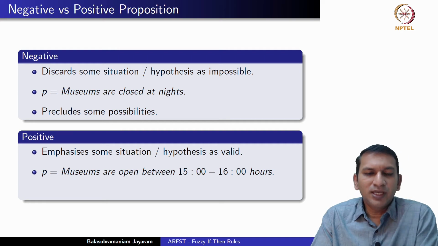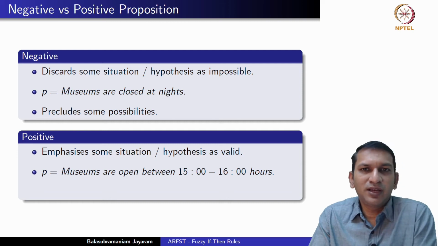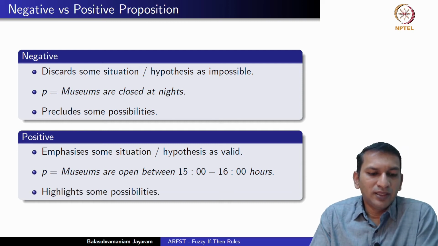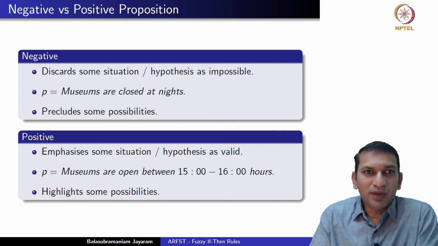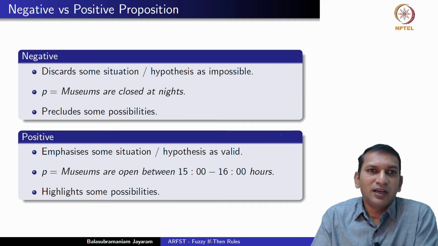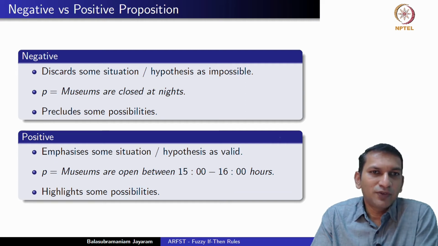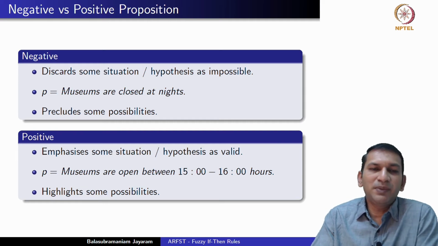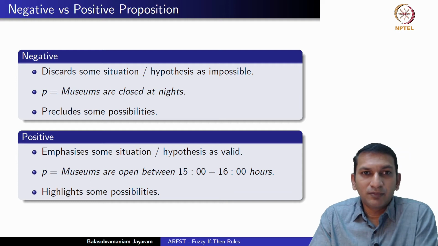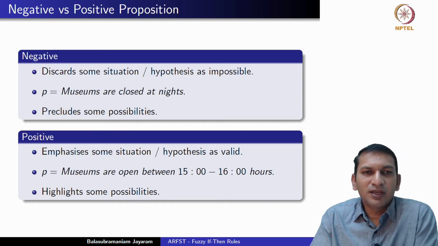For instance, you could say museums are open between 15 to 16 hours, between 3 and 4 in the afternoon. Now, this only highlights some possibilities. If something does not match this, then this proposition does not say anything more about it. It is essentially unknown. So if you ask the question, outside of this hour, is it open or closed? It does not answer this question. So it only picks up positive examples for a particular situation that is considered. So it emphasizes a situation as valid.